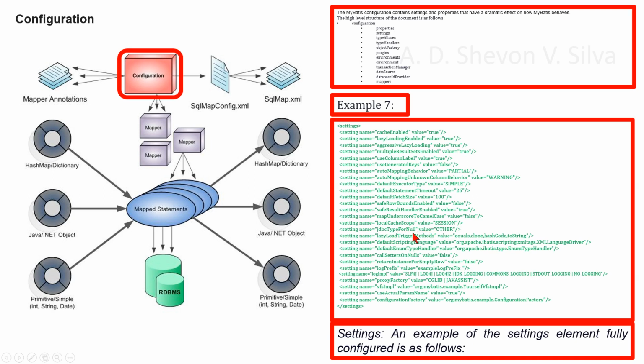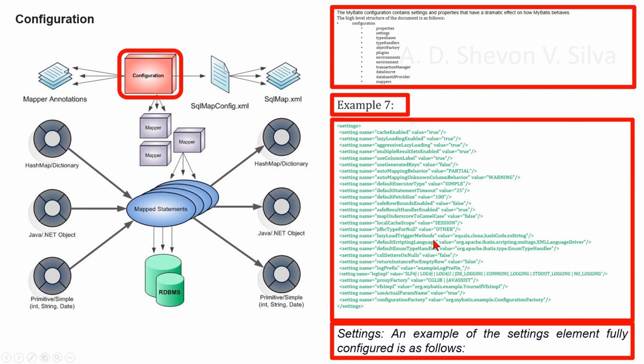JDBC type for null. Specifies the JDBC type for null values when no specific JDBC type was provided for the parameter. Some drivers require specifying the column JDBC type, but others work with generic values like null, varchar, and other. Valid values are a JDBC type enumeration, most common null, varchar and other. Default is other.